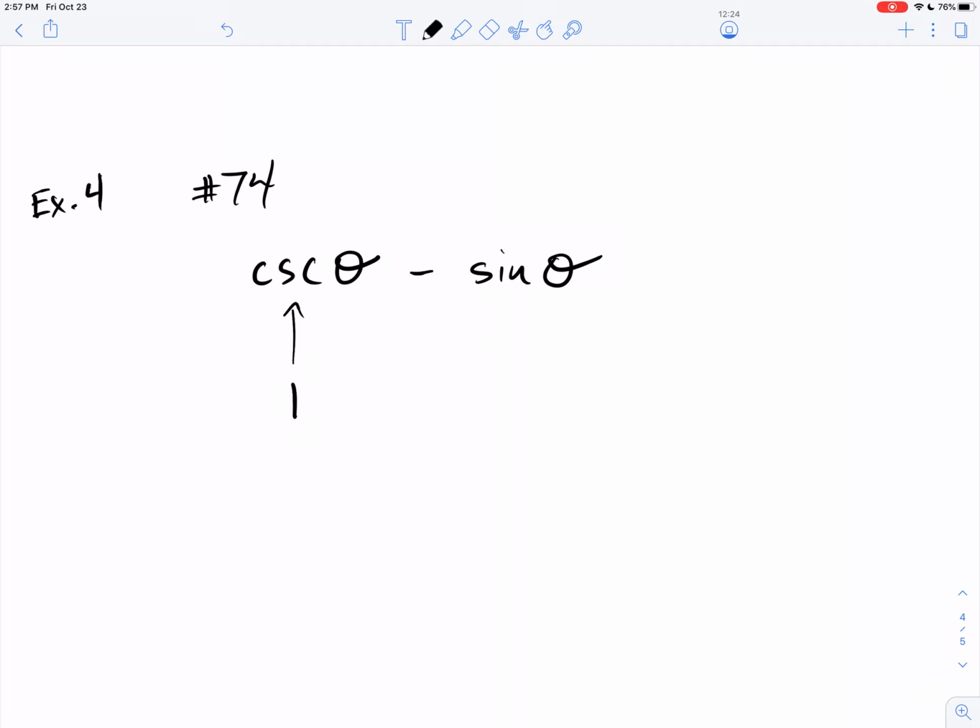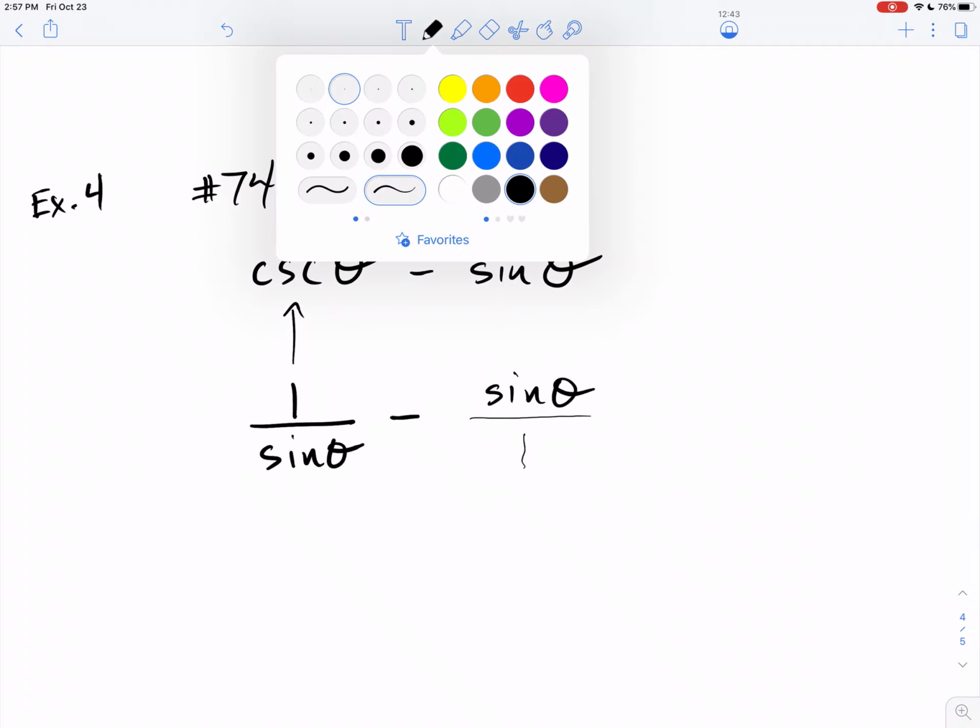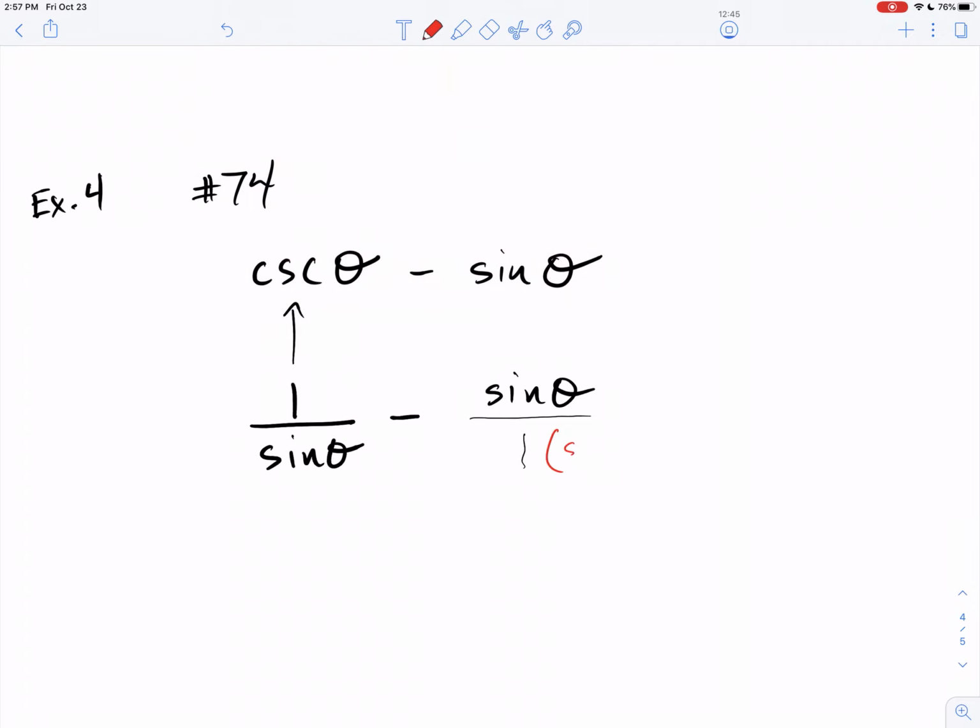That is 1 over sine theta minus sine theta. Well, wait a minute. This guy has a denominator of 1. I would need to get common denominators. So I'm going to say, you know what? You guys need common denominators. So I'm going to give this guy a sine theta. That means I got to give this guy a sine theta. And that will give me on the top.